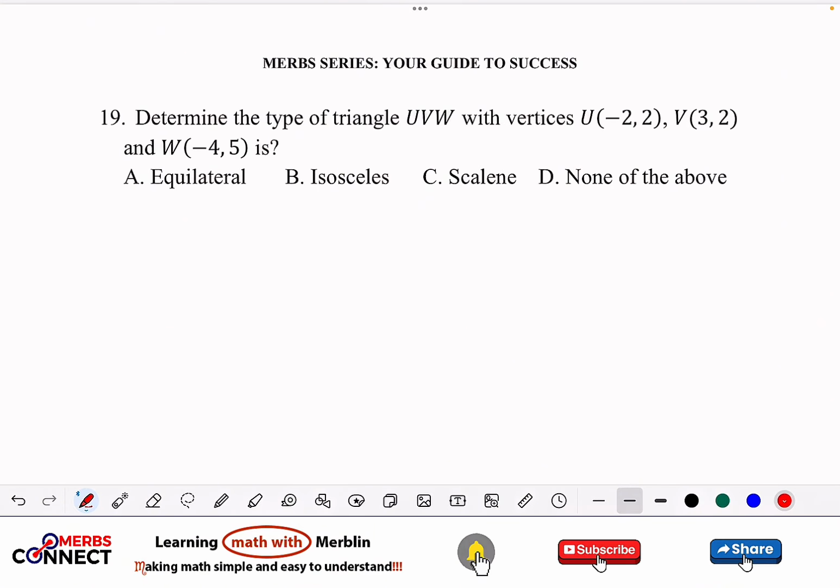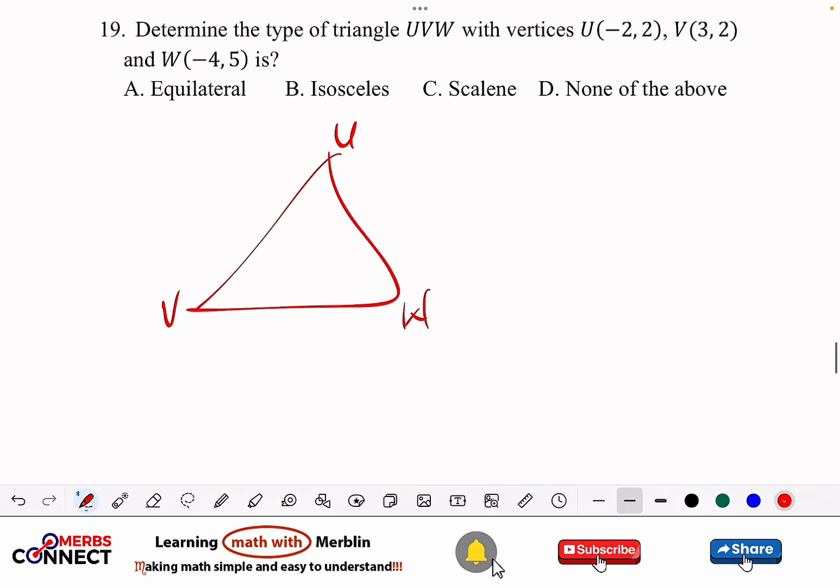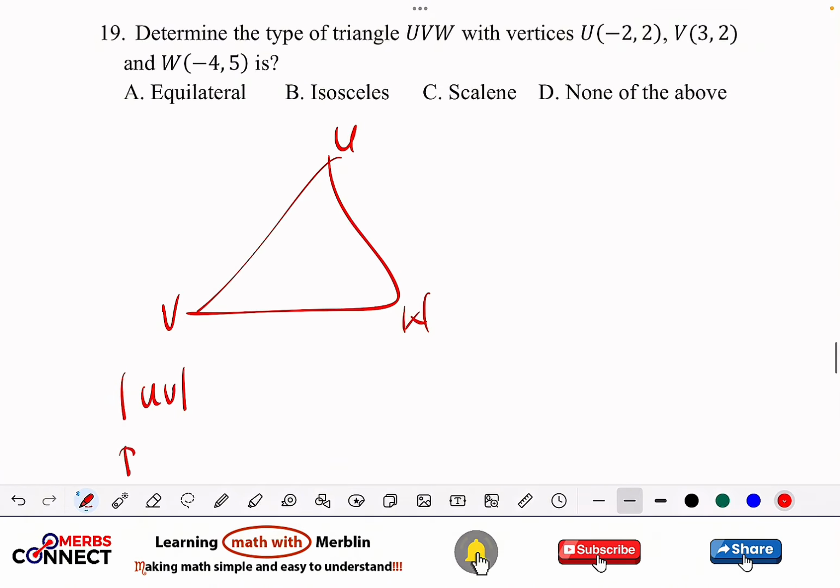So determine the type of triangle here. So for us to do that, if we have a triangle like this, U, V, W, for us to determine, what we just need to do is find the distance on each of them. So let's do that. Let's find distance UV first.